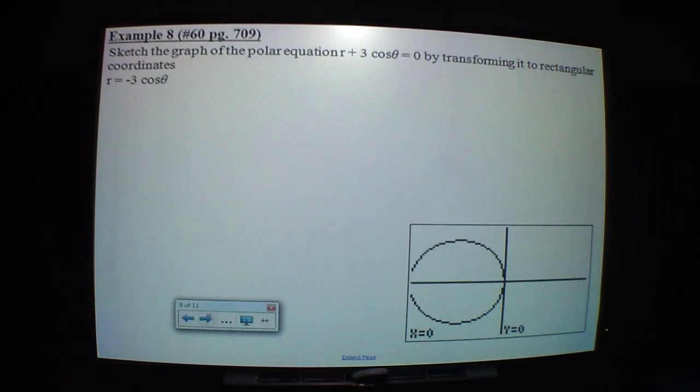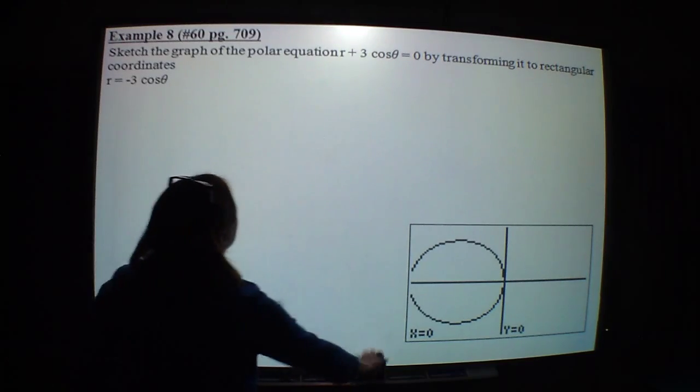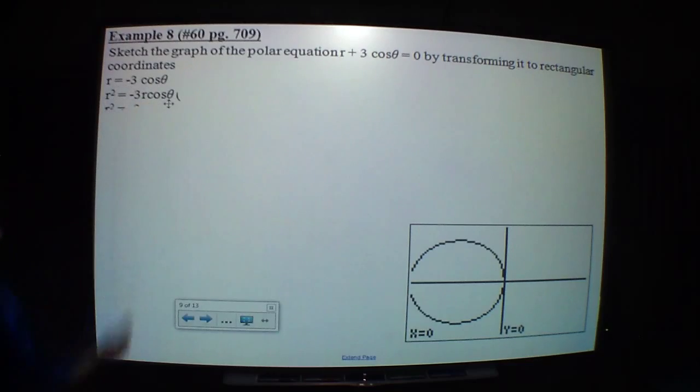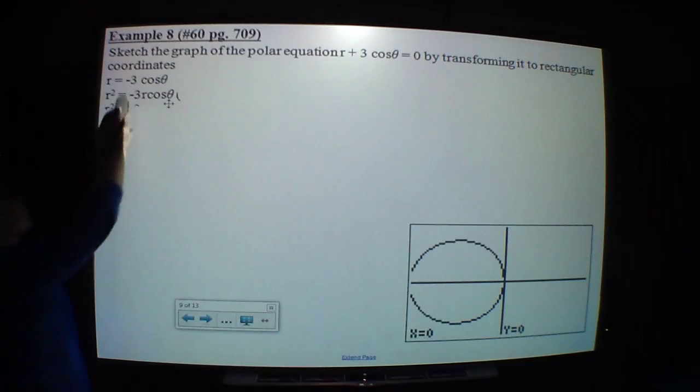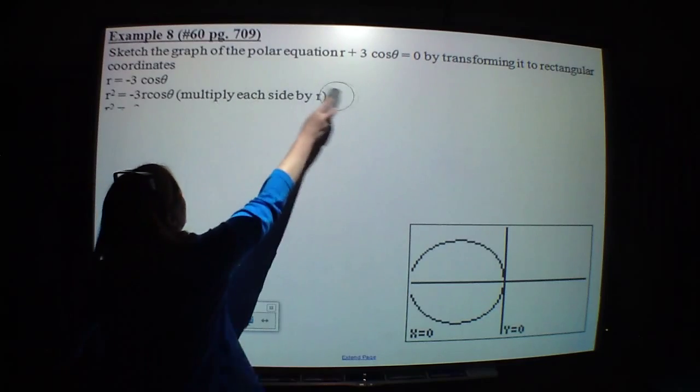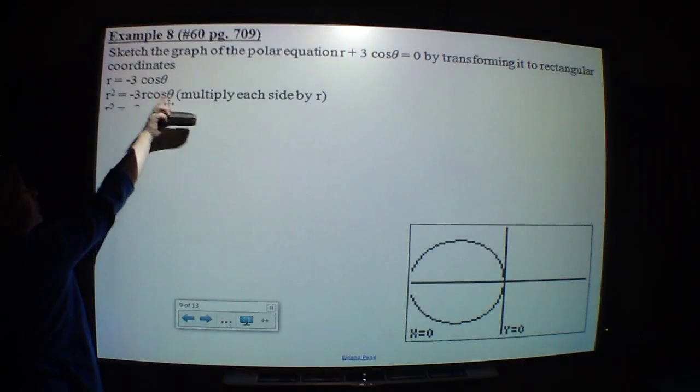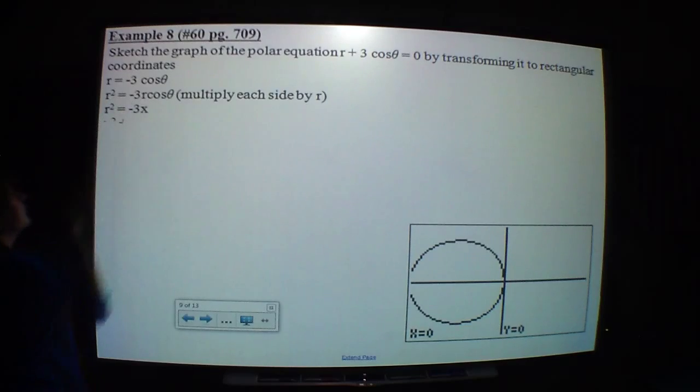Next one. Sketch the graph of the polar equation by transforming it to rectangular coordinates. So we have r plus 3 cosine of theta is equal to 0. Just doing algebra, solving for r. So that's the first thing I did. So r is equal to -3 cosine of theta. Multiply each side by r. The reason I did that is because I wanted an x. That's x. R squared is x squared plus y squared.